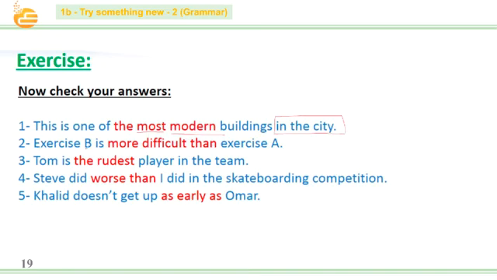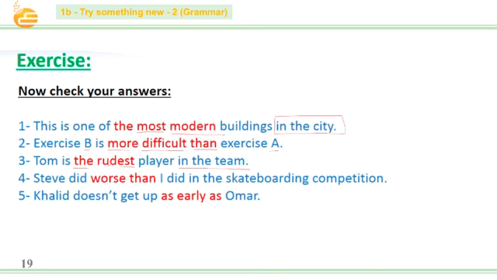And number 2, exercise B and exercise A. So we compare between two things and we have a long adjective, difficult. Then we add more than. Okay, don't forget that. Okay, number 3, Tom is the rudest player in the team, in the whole team. So we compare more than two things. So we add est and the to the adjective. Superlative form, and it is a short adjective.